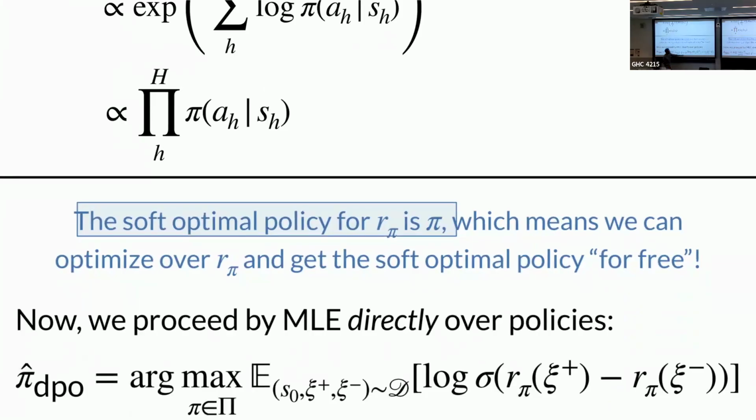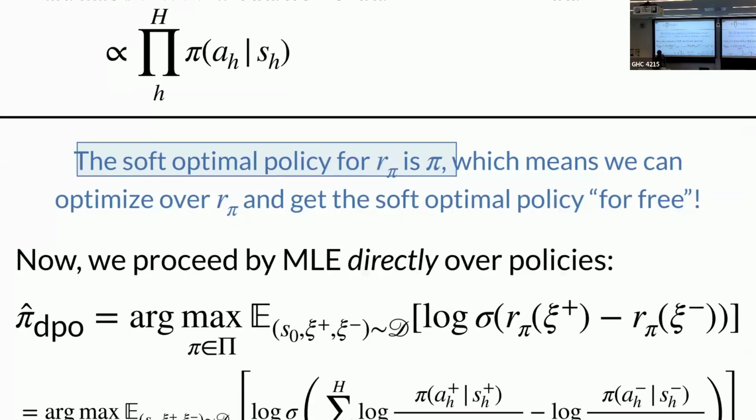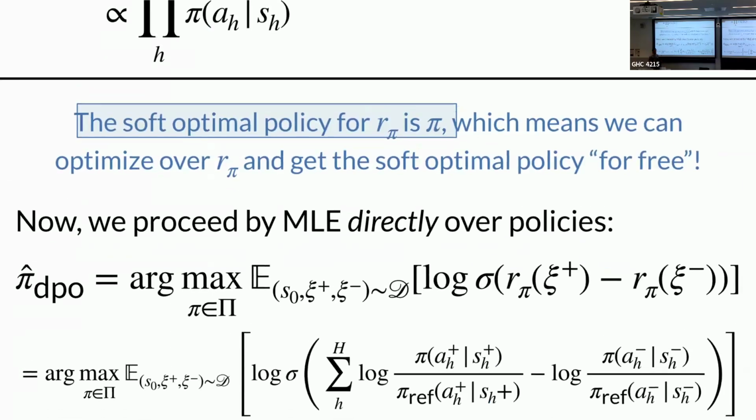And then I'm going to use this R pi score as the thing I'm trying to maximize the difference of. And then I'm just going to plug in what I had for R pi. And this gives you the DPO loss function you may have seen before, where you get this log sigmoid from here, and then you get this log pi ratio here.